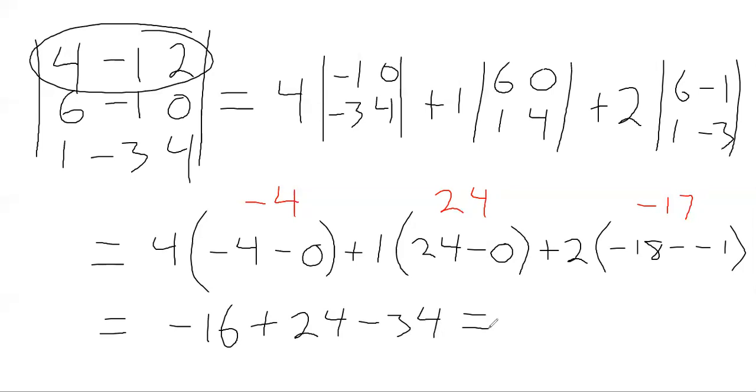And if I add those together, -16 plus 24 gives me +8. And +8 minus 34 is going to give me -26. So as we see, we've broken it down into a series of 2 by 2 determinants where we can evaluate each one of those. And as we take the sum of those, we are able to find the value of that 3 by 3 determinant, which is -26.